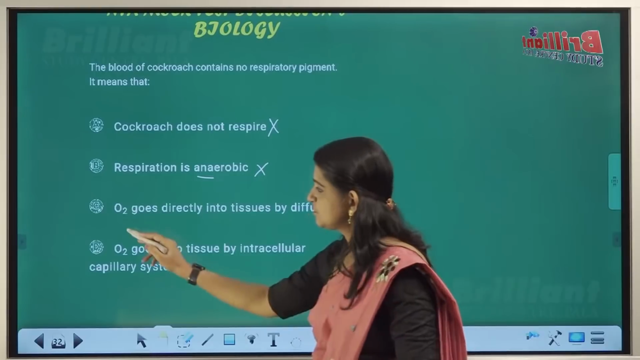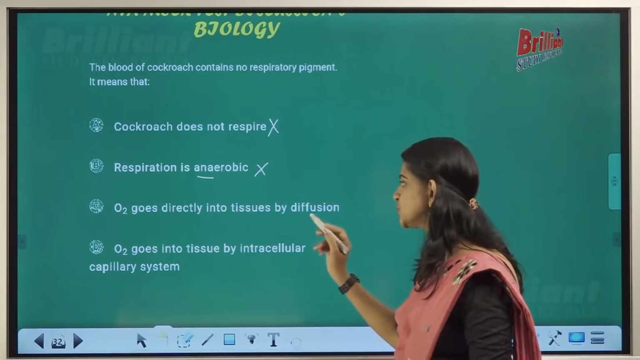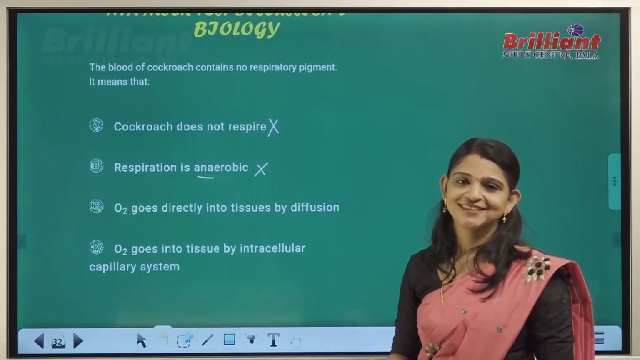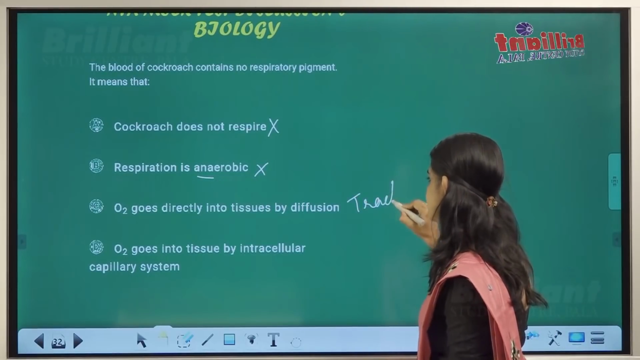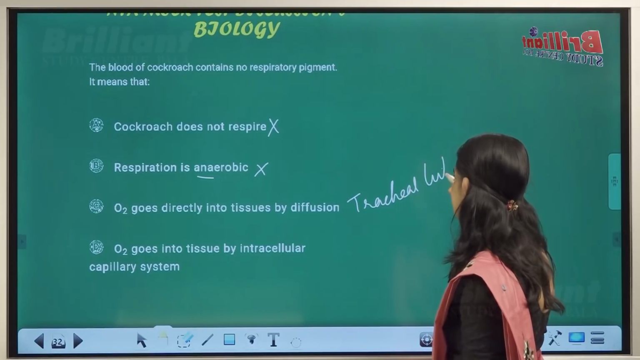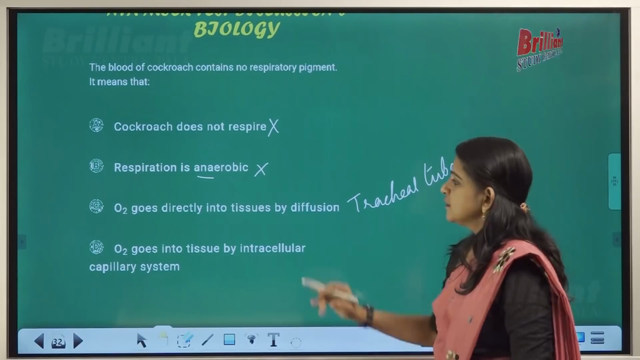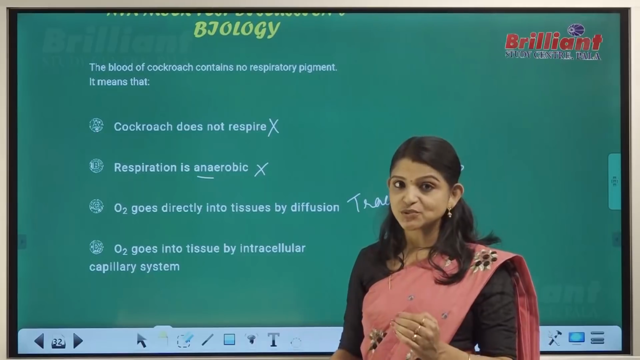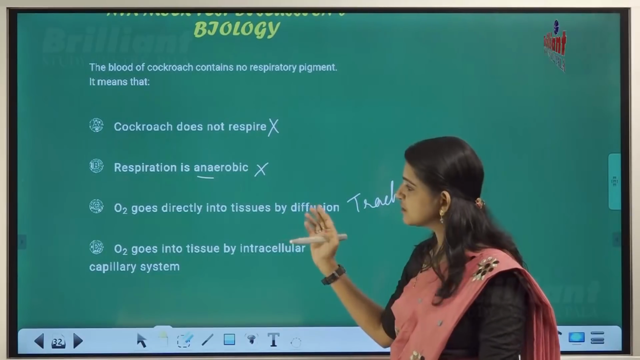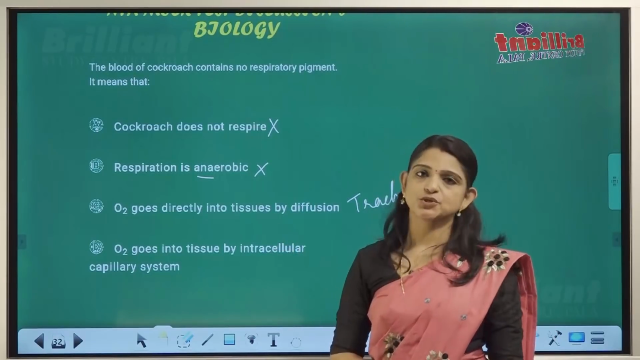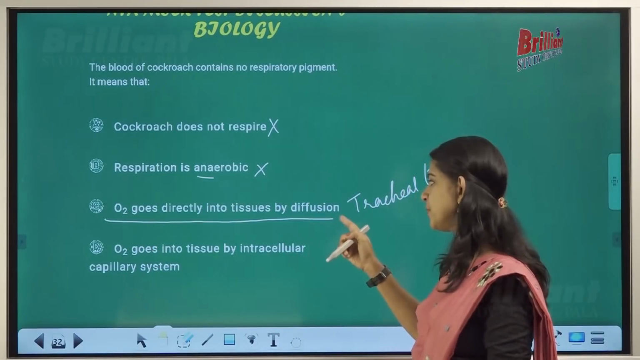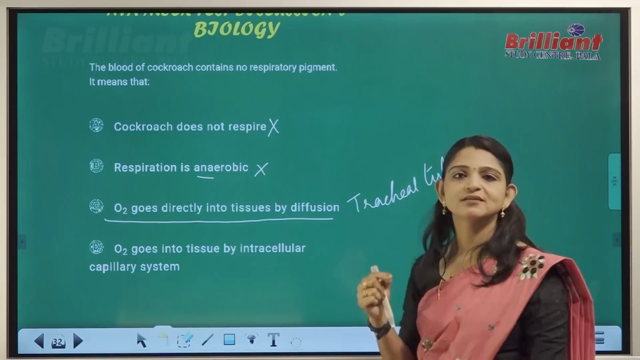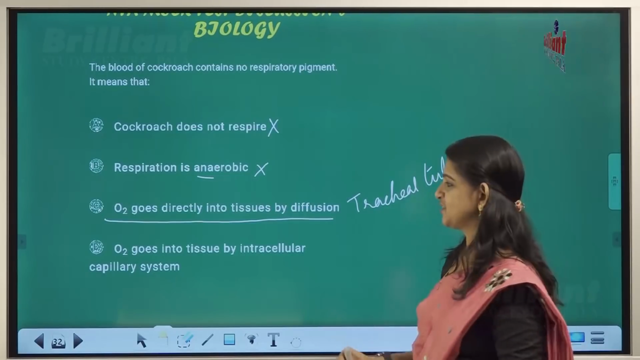Next one, oxygen goes directly into the tissues by diffusion. That is correct. Tracheal tubes deliver oxygen to the tissues, where through diffusion oxygen enters the tissue. So this is the correct one. Oxygen goes directly to the tissues by diffusion through tracheal tubes. That is the correct one.